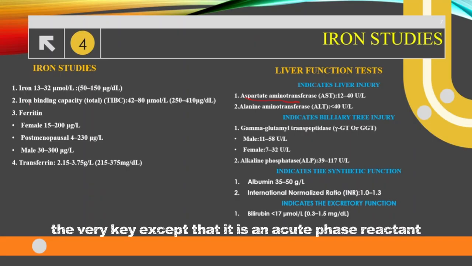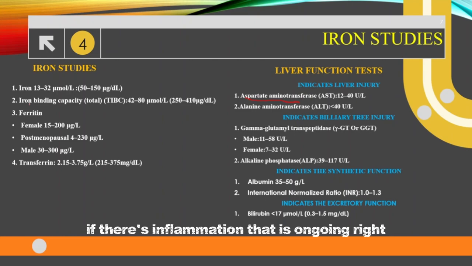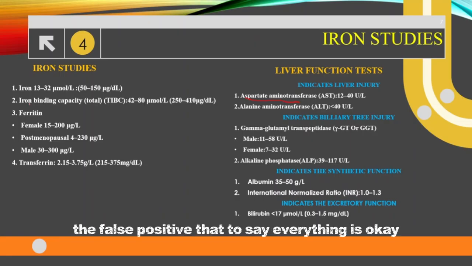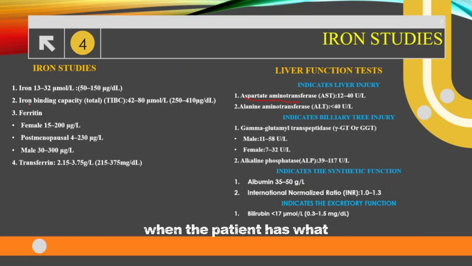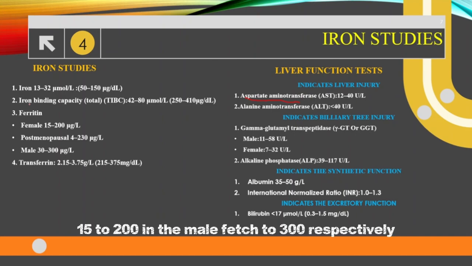Except that it is an acute phase reactant, meaning that it can indicate if there is an inflammation that is ongoing. But it can also be affected by what? By liver problems. So if the patient has got chronic liver disease, it can be falsely elevated. When the patient has got iron deficiency anemia, it can give you a false positive to say everything is okay when the patient has chronic liver disease. So it's not specific in such instances, but it's very, very important to remember ferritin: 15 to 200 in the female, 30 to 300 in the male.